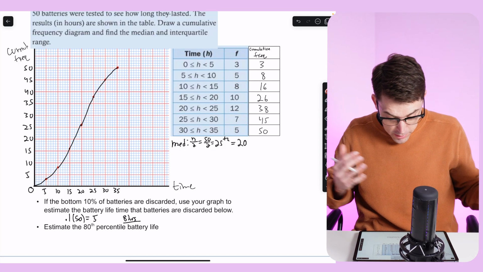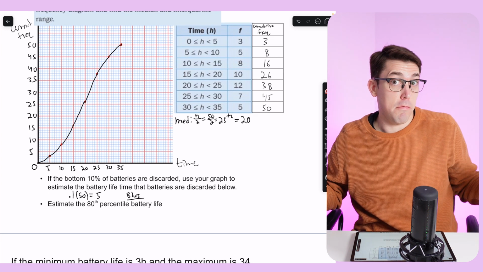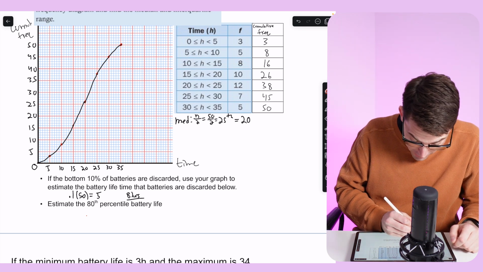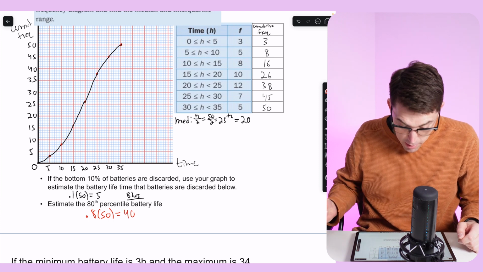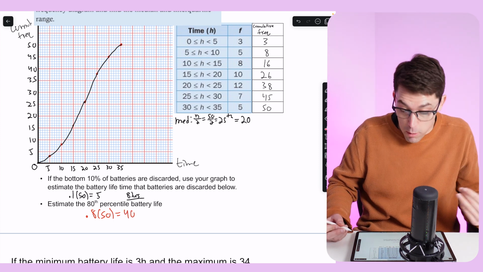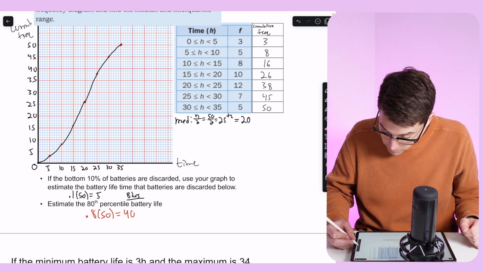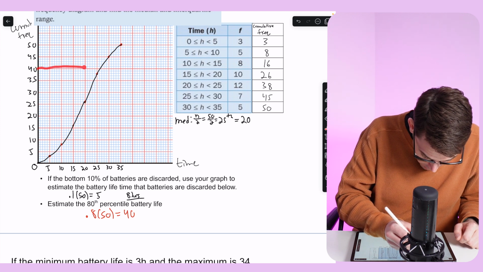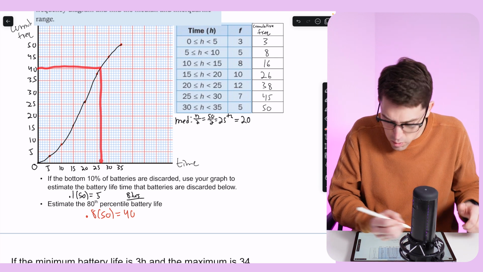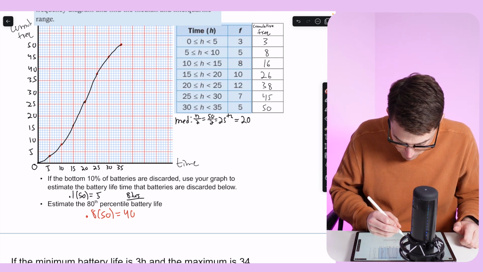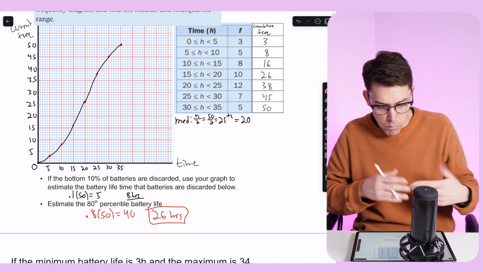So now we're asked to estimate the 80th percentile battery life. So let's figure out where the 80th percent of the data set is. So if I have 80% of 50, well, then what that's going to tell me is that that is going to be 40 batteries. So if it's below 40 batteries, well, then that's going to be less than 80%, isn't it? So let's go ahead and take a look at 40 right here. And where does that meet the graph? Right around here. And I would go ahead and call that around 26, 27 hours. So the 80th percentile for battery life, I would say, is about 26 hours or so. 27 will also be acceptable just because of the way we're using the graph.